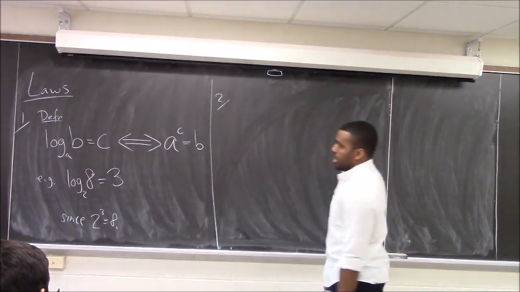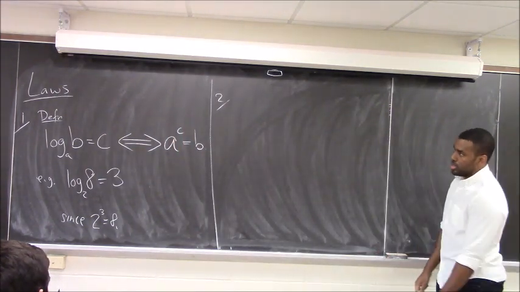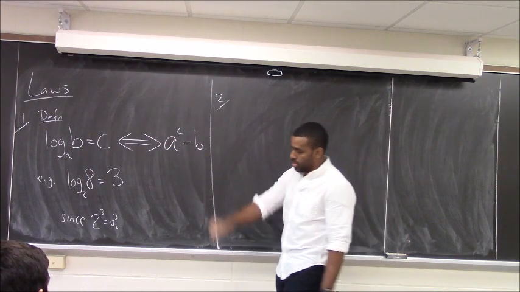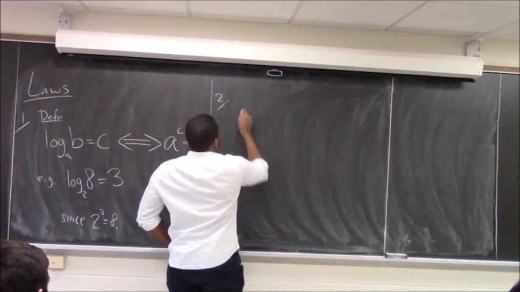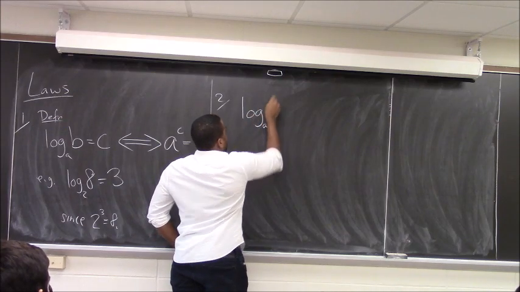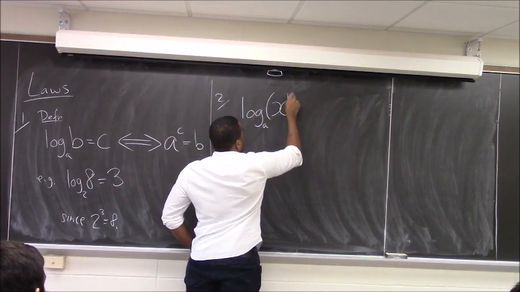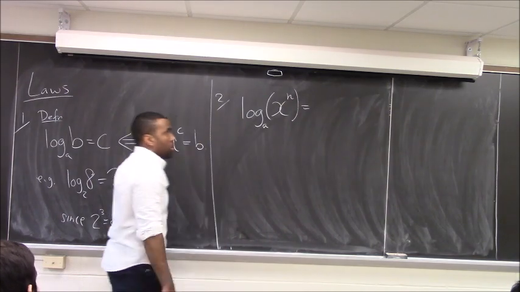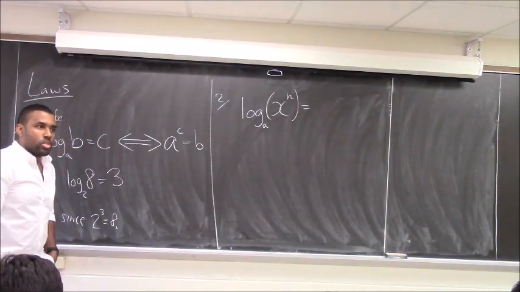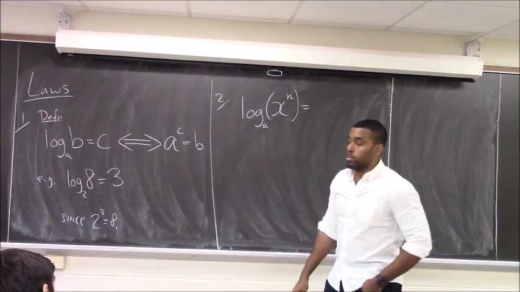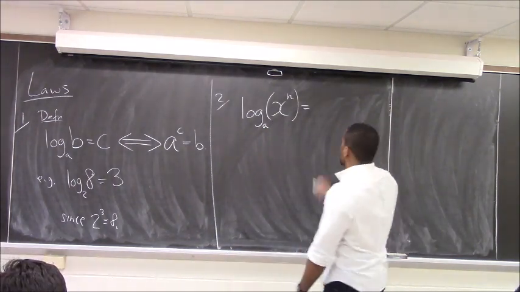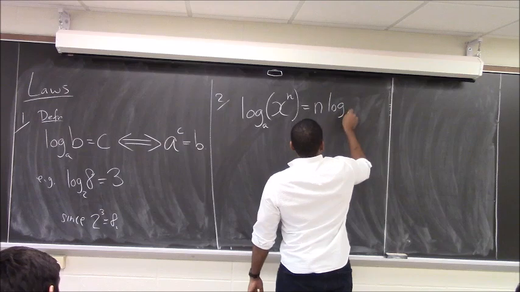Now, that kind of definition has all sorts of consequences that coincide with the laws of exponents, because it's just another way of looking at exponents. Here's the first rule. Let's say I have log to the base a of something raised to a power. You guys remember what that is? I can rewrite that. N times log to the base a of x.